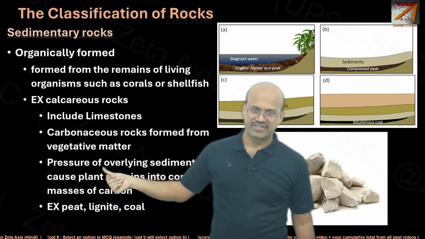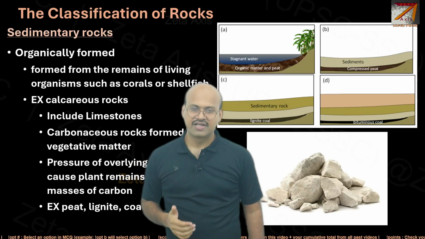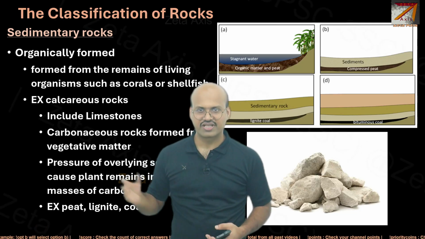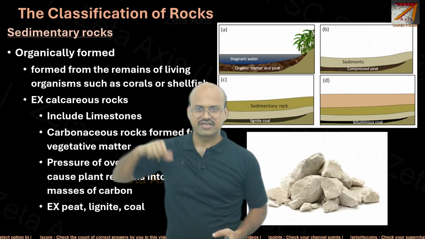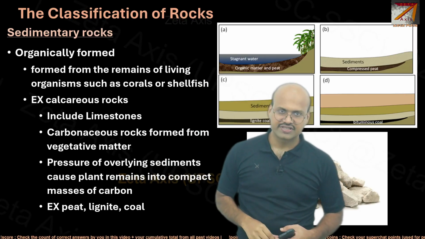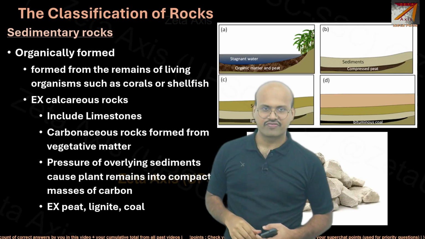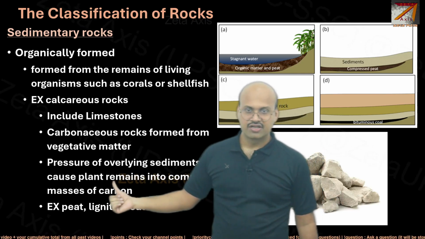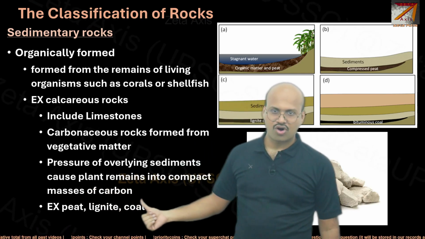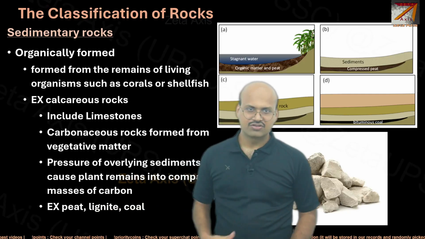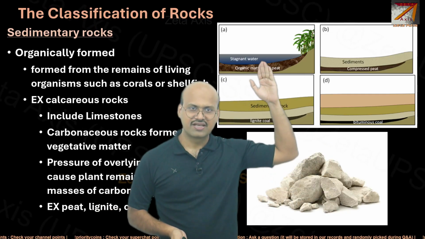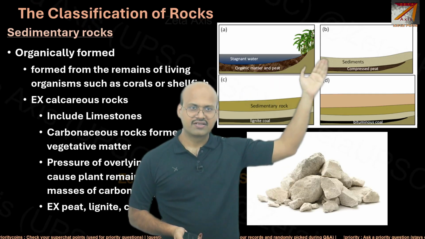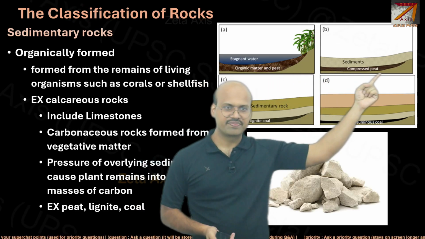Carbonaceous rocks are formed from vegetative matter. In the carbonaceous time, the vegetative matter got submerged and led to formation of sedimentary rocks. So they are also an example of organically formed sedimentary rocks. The fossils of the animals, when they form this type of rocks, can be called organically formed. Pressure of overlying sediments causes plant remains to become a compact mass of carbon. Here we can see an example. This is the region, and suppose there is this organic matter of peat, and then sediments are deposited, so this peat gets compressed.